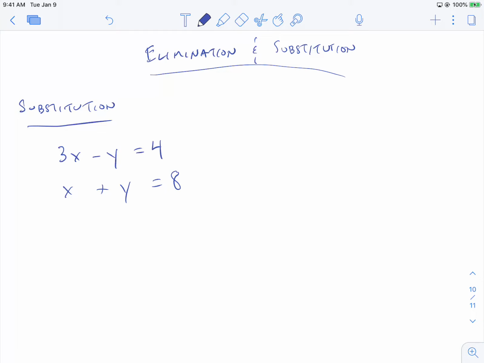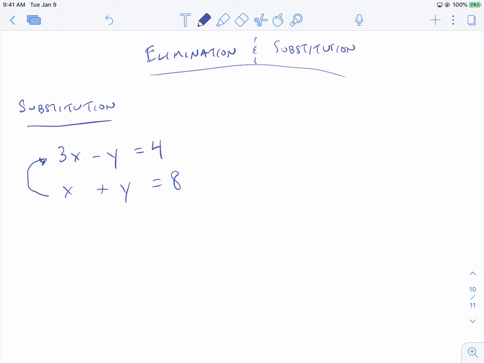Substitution involves taking one formula and putting it into the other, and I'm going to show you how that works. When you get your question, you're going to have two lines, with an x and y in the top one and an x and y in the bottom one. The best way to do this is to find which variable is the easiest to isolate for. We're in good shape here because both x and y are all by themselves, so this one's really easy. We can pick either one to isolate for.